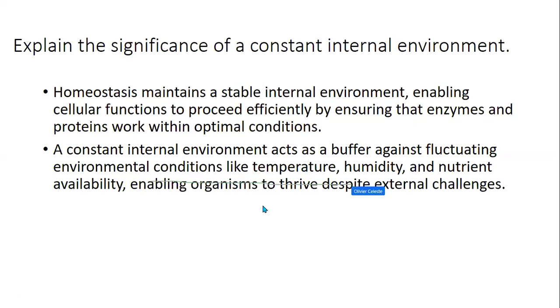Okay, so I was still telling you what a buffer is. It is not necessarily a solution. It is a substance, and usually they are proteins that resist changes in pH when small amounts of acids or bases are added to it. So why is that important? Of course, it's important to ensure that there is a stable internal environment.